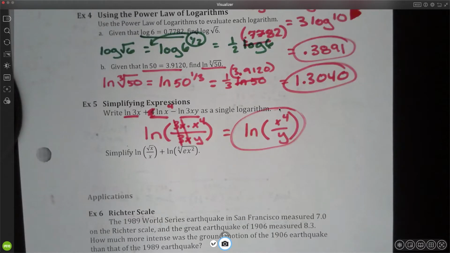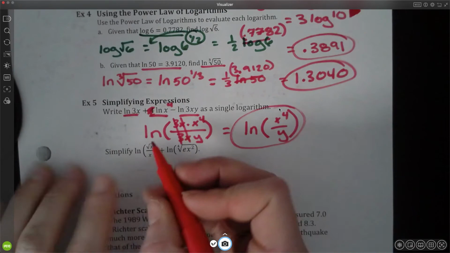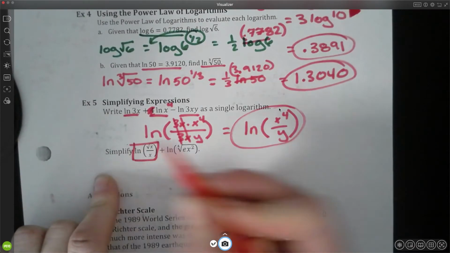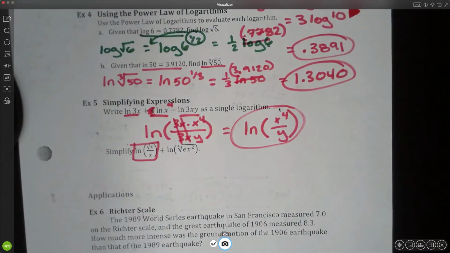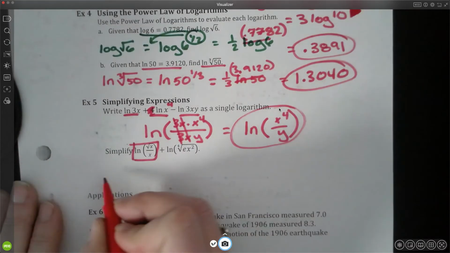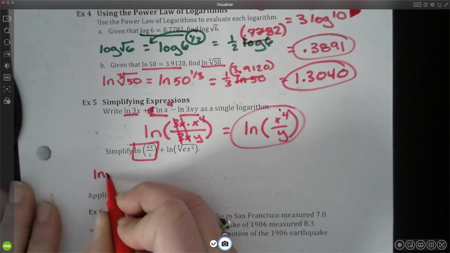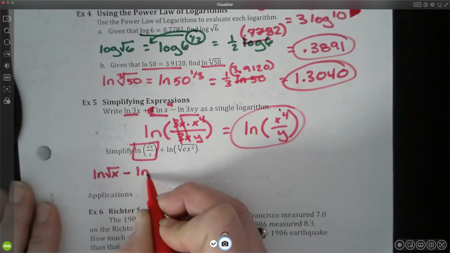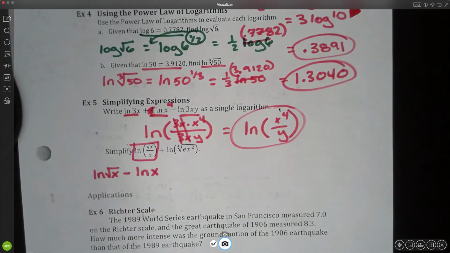A lot of stuff's going to cancel out. So this guy right here, let's just focus on him right now. We have a division. So this is ln of the square root of x minus ln of x. You see that? Because divide means subtract, yeah? Good? Okay. But then there's a couple more things that we can do.